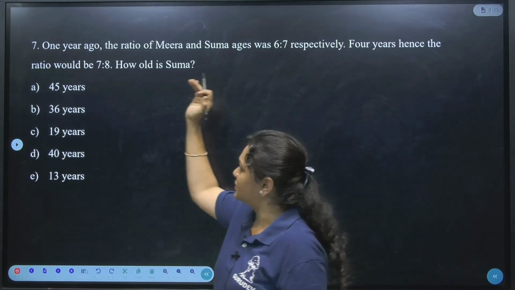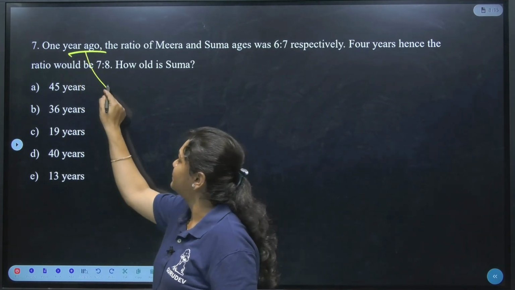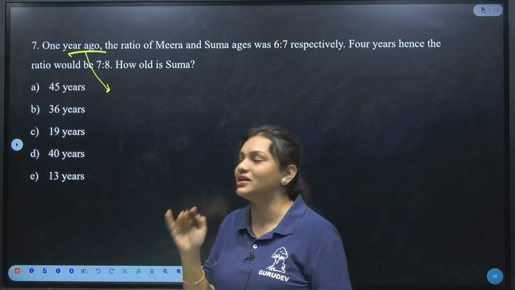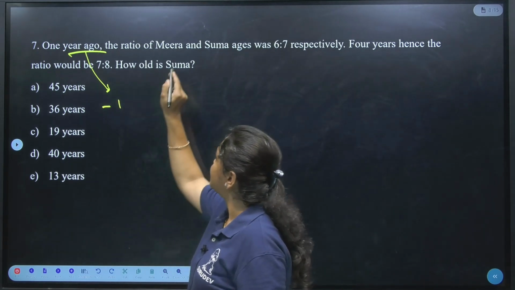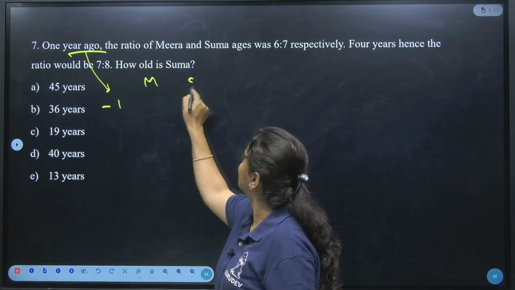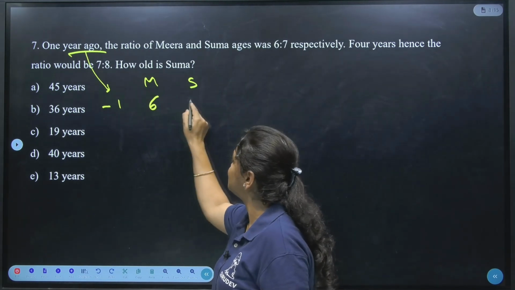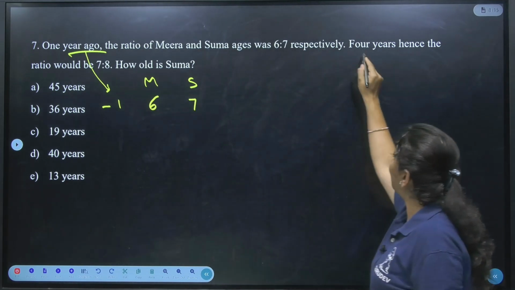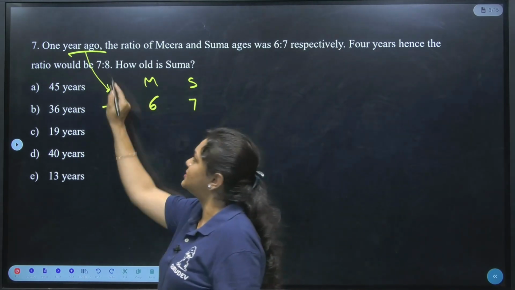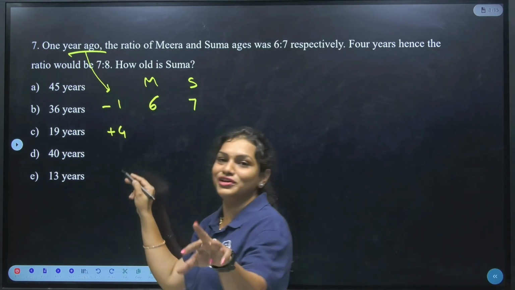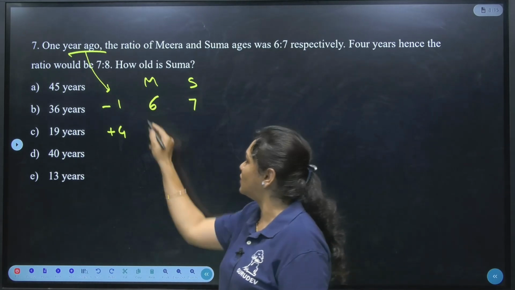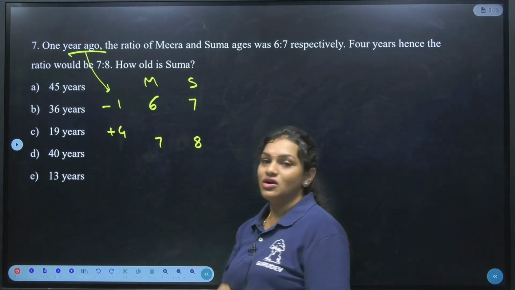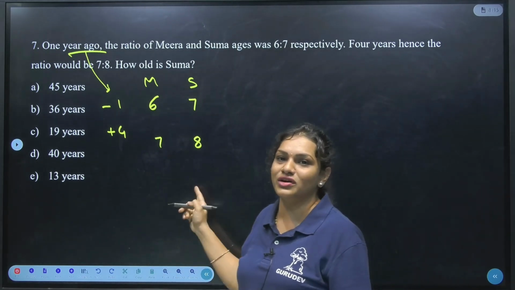And in case, now see, I can just type directly here. What the question is saying: 1 year ago, the ratio of Meera and Suma, how much have they given? 6:7. Similarly, 4 years hence, the ratio would be 7:8. In the sense, after 4 years, the ratio has changed to what? 7 and 8. Okay, I hope you go through this video, guys.